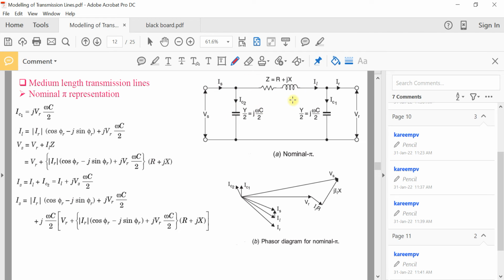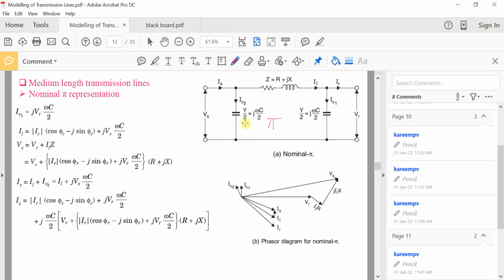In the T representation, the whole capacitance was assumed to be lumped at the center of the transmission line. But in the nominal pi representation, the line capacitance is assumed to be lumped at both ends, the sending end and the receiving end, considering half of the line capacitance at each. That means half of the line capacitance will be connected at the starting end, and half will be assumed to be lumped at the receiving end. So this will be the resulting equivalent circuit, and this resembles the letter pi like this. That is why it is known as the nominal pi representation.